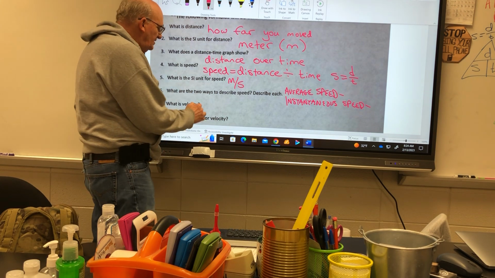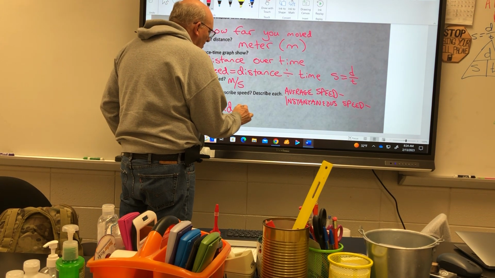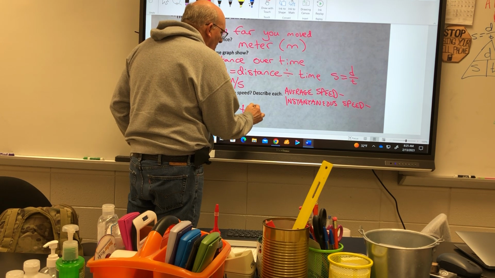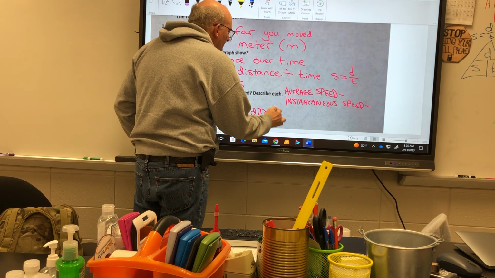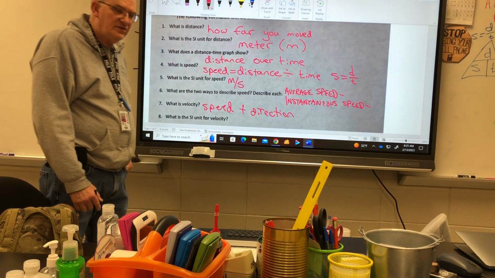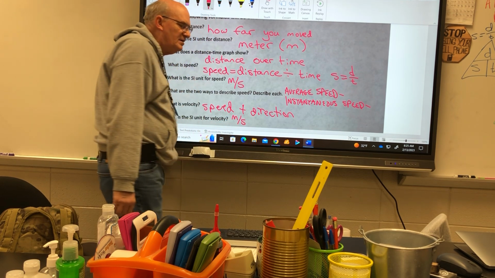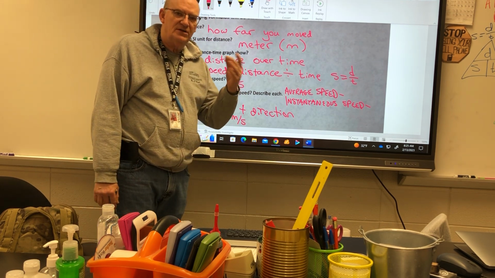What is velocity? Velocity is speed plus your direction. The SI unit for velocity is the same as speed. It's meters per second. The difference is that it has a direction to it.